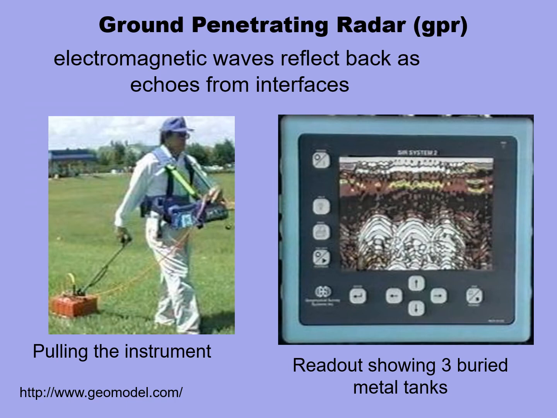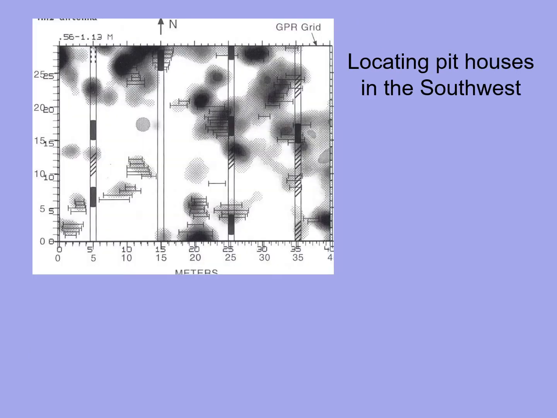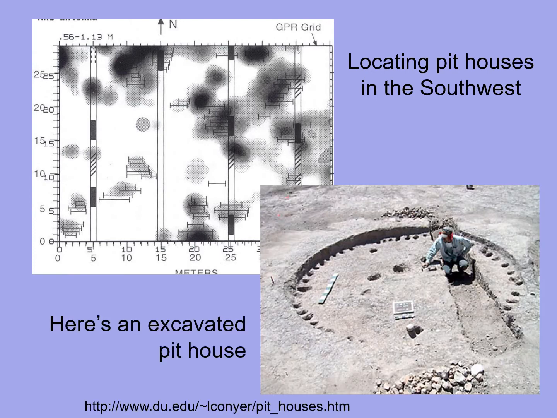Ground-penetrating radar measures electromagnetic waves reflecting back as echoes from interfaces. So it's an excellent way to map layers in the ground. This also has an instrument that needs to be pulled across the surface of the ground. Here is a ground-penetrating radar map showing pit houses in the southwest, and here is what one of those houses looks like after excavation.